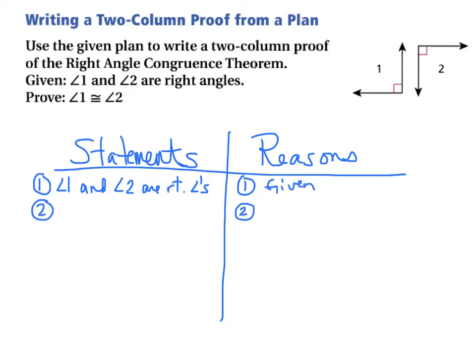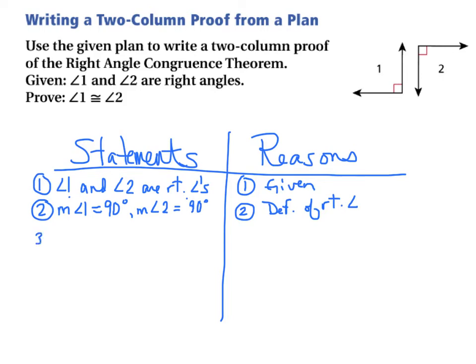So statement 2, what could we say? Because we know they're right angles, what do we know about them? We would know that the measure of angle 1 is equal to 90 degrees and the measure of angle 2 is equal to 90 degrees. How do we know that? Because of the definition of right angles. The definition of right angles says that if an angle is a right angle, it's 90 degrees.